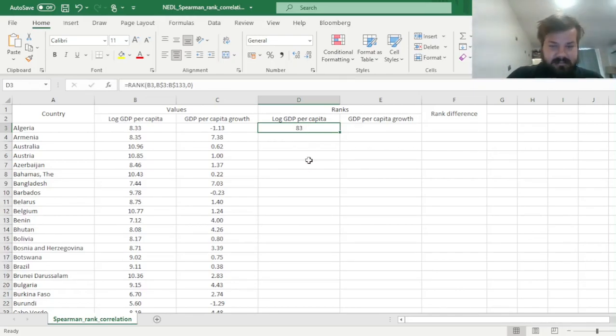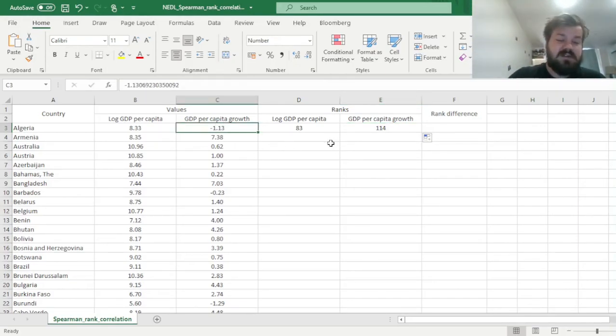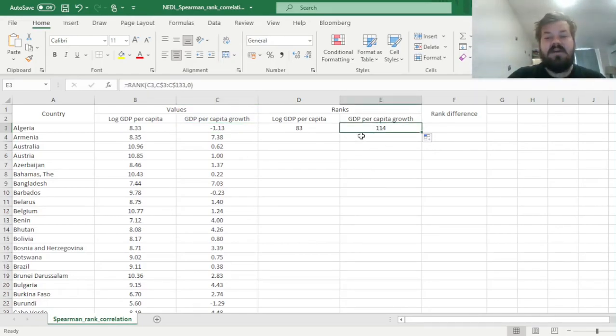And we can see that Algeria is the 83rd richest country in our sample. It means that it's below the median in terms of initial GDP per capita. And if we drag it across, we can see that GDP per capita growth in Algeria is 114th highest in the sample. And we can see that's quite low, as we've got 131 countries. And Algeria's GDP per capita actually declined in 2019, and that is verified by this rank being quite high, meaning it's quite close to the bottom, quite close to 131.